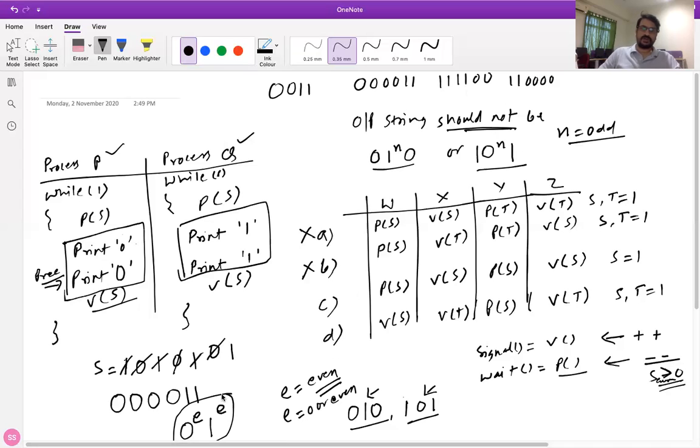So what pattern will I get? I'll get 0 to the power of e, 1 to the power of e, and e will be either 0 or an even value. Okay, so my answer will be C. C is the correct answer, where I'll not get this particular pattern.